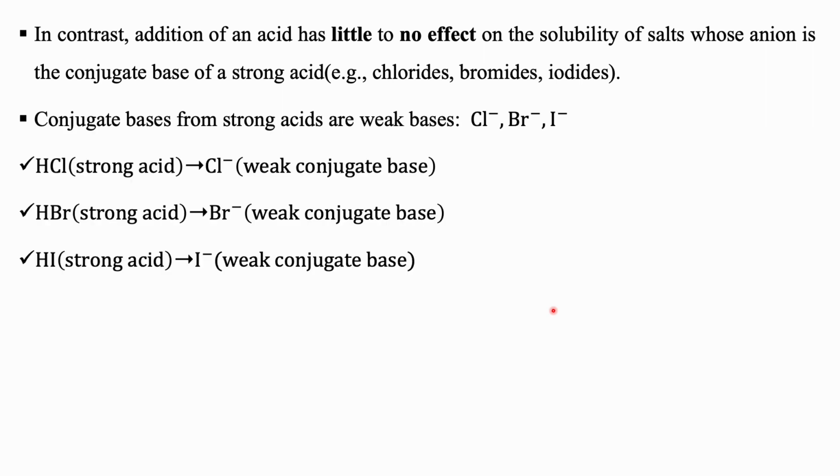So when you have a strong acid, it produces a weak conjugate base. Strong acid produces weak conjugate base. So when you add an acid, there will be little or no effect on the solubility when the anion comes from a strong acid.